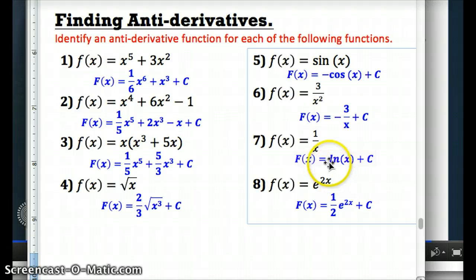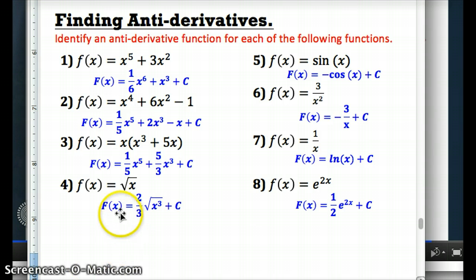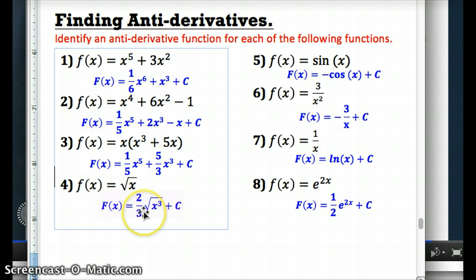It's really important to remember the derivative of ln is 1 over x, so the opposite, the antiderivative of 1 over x, is just ln, and that's just a memory thing. 8 is a memory thing as well, remembering that e to the x is its own derivative, and there's actually a little chain rule thing going on. If you got any of these wrong, it's really important that you stop now and go back to double check why the antiderivative, if you take its derivative, gives you the original function back.